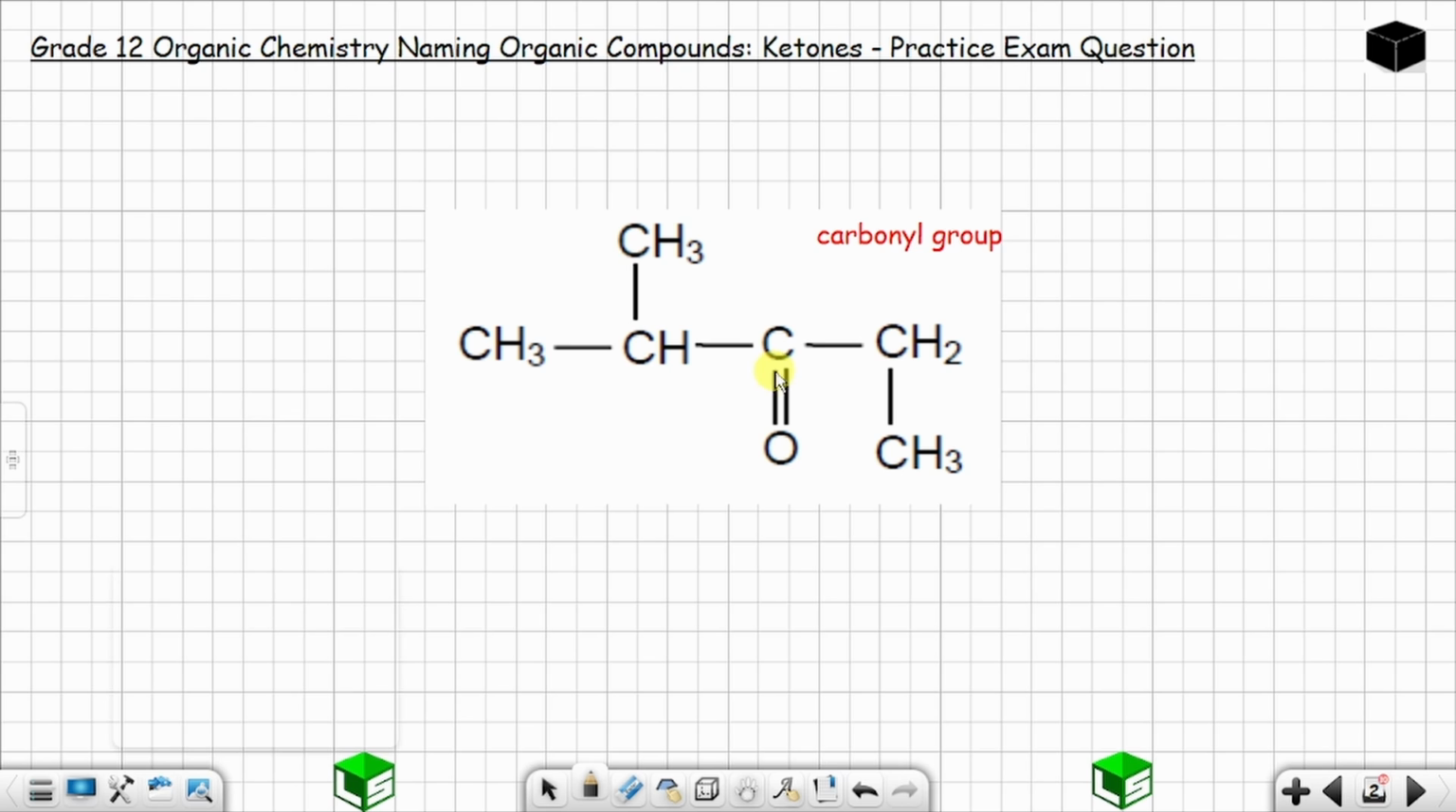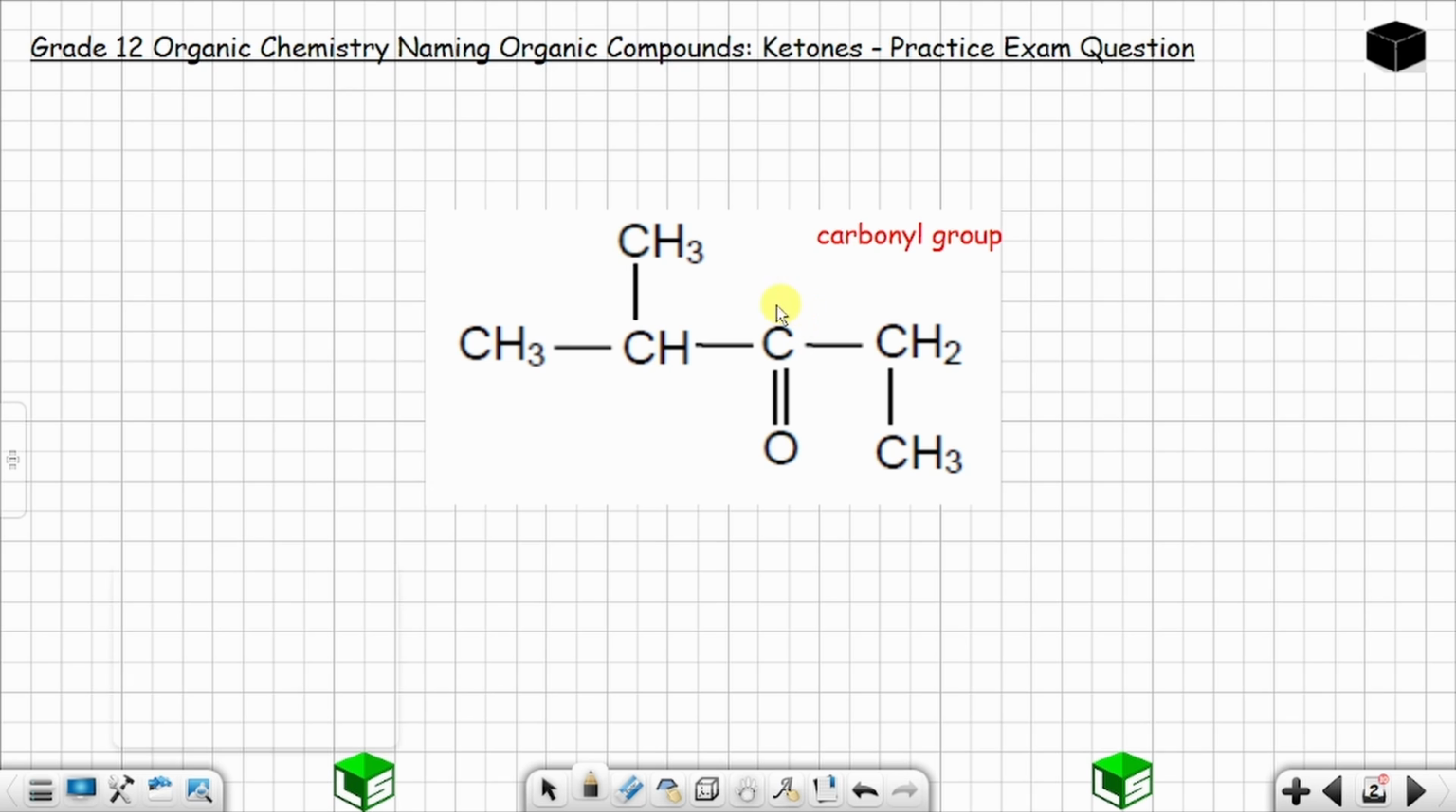So to identify a ketone, you have to look for a carbon atom which is in between other carbon atoms, and the carbon atom is attached to an oxygen atom by a double bond. You can see that. So this is how you identify a ketone. Okay, now let's see how we can name this organic compound.